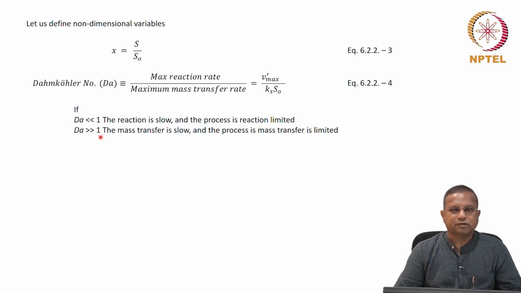If the Damkohler number is much greater than 1, it means that the mass transfer rate is much slower compared to the reaction rate, and the process is mass transfer limited. So, the mass transfer rate would determine the process rate. If the reaction is slow, then the reaction rate would determine the process rate. So, that is the meaning of reaction limited and mass transfer limited.